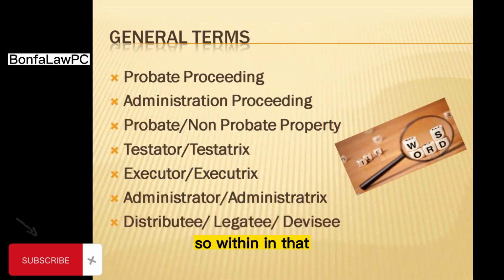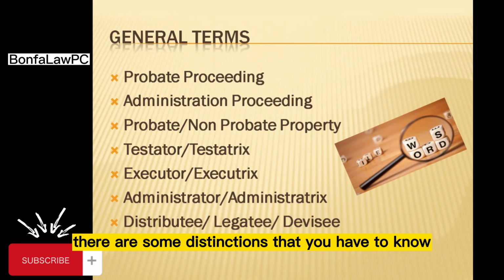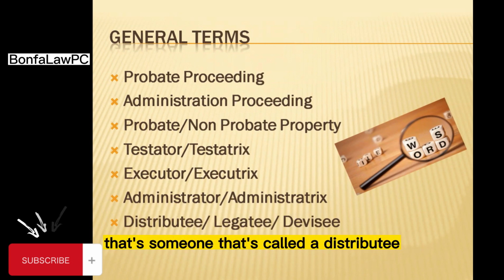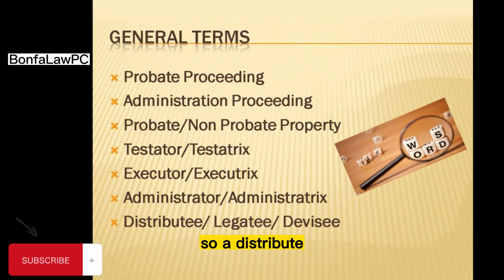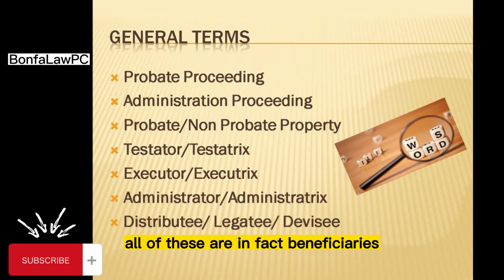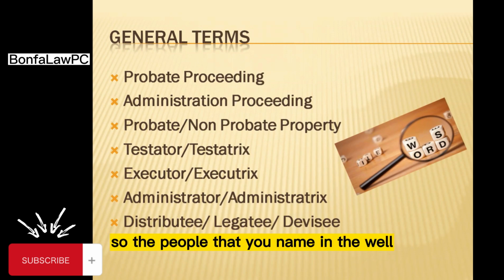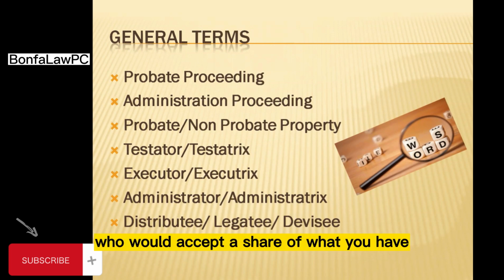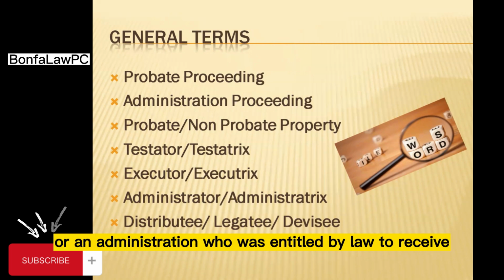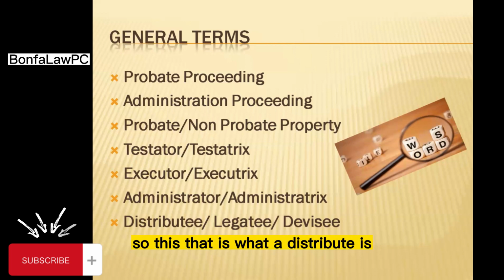Within that, there are some distinctions that you have to know. There's someone that's called a distributee. There's a legatee and a devisee. All of these are in fact beneficiaries. These are the people that you name in the will who would accept a share of what you have, or in an administration, who are entitled by law to receive it. So that is what a distributee is.